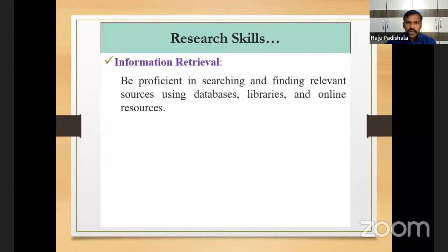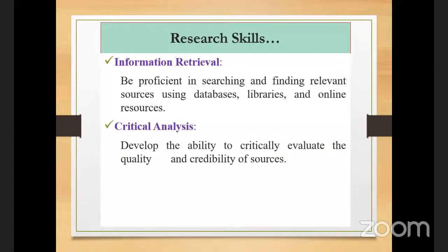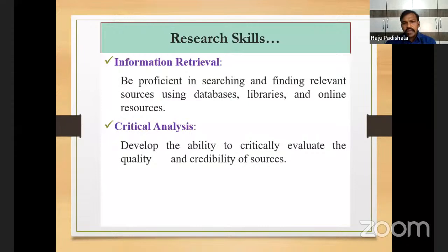So research skills, under the research skills, information retrieval. Be proficient in searching and finding relevant sources. What are the relevant sources available in databases, or search in libraries, as well as online resources. So be proficient in searching the required information in these available resources. Under the research skills, we have critical analysis. So we have to develop the ability to critically evaluate the quality and the credibility of the resources available.